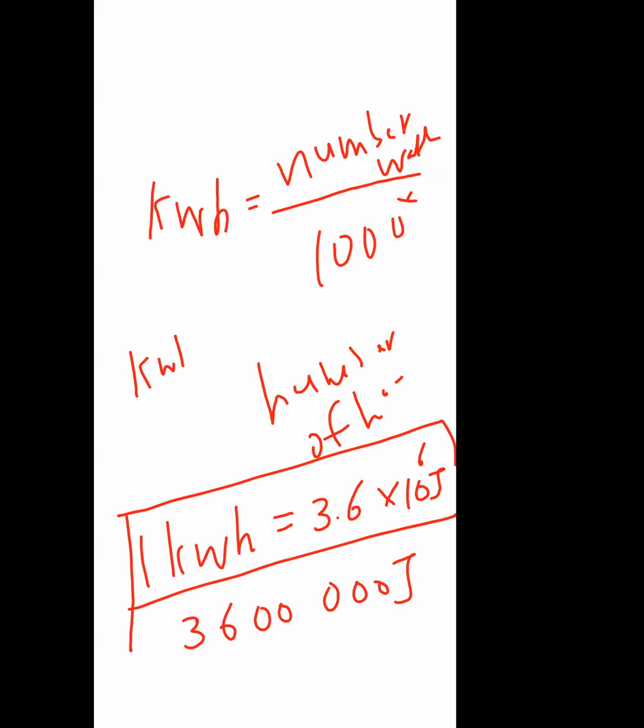Kilowatt hour is number of watts divided by 1000 times number of hours. So you can get the answer using these equations. Let's move on to the final question.